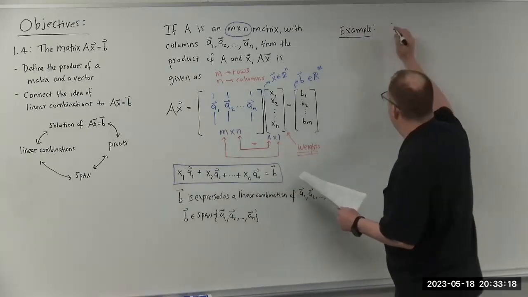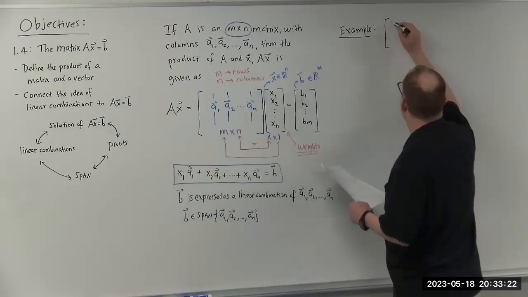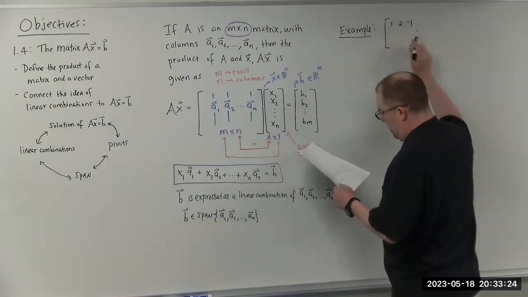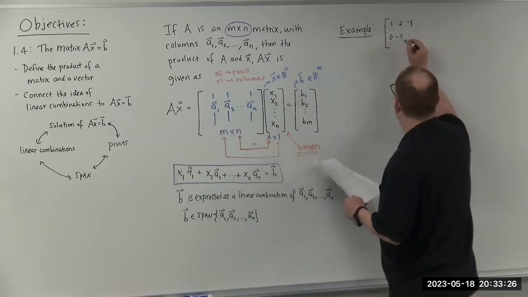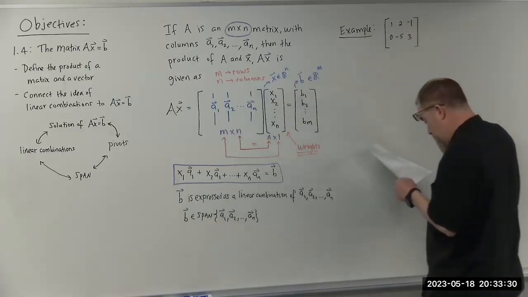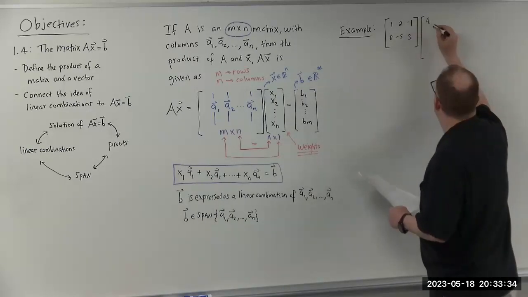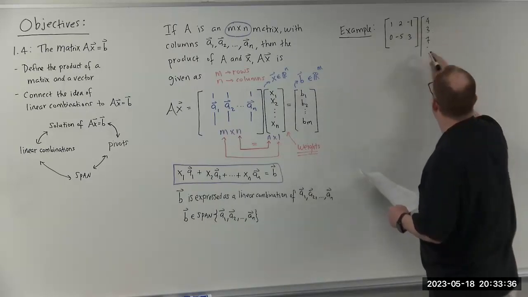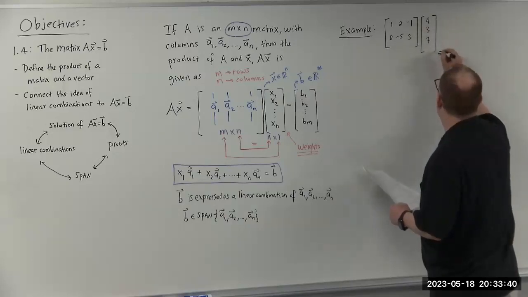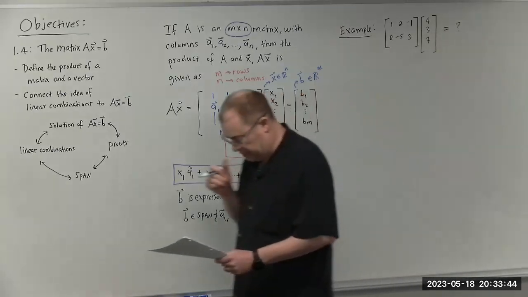So let's say we have the matrix with rows 1, 2, -1 and 0, -5, 3, and then we have our vector 4, 3, 7. And we want to figure out what this result is.